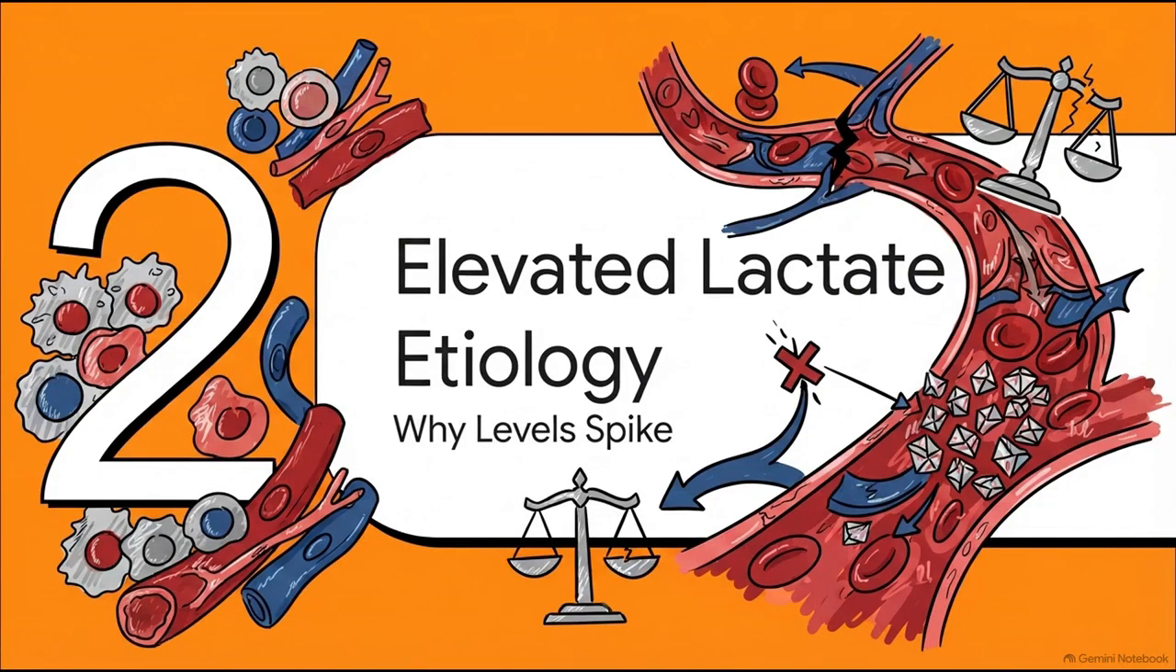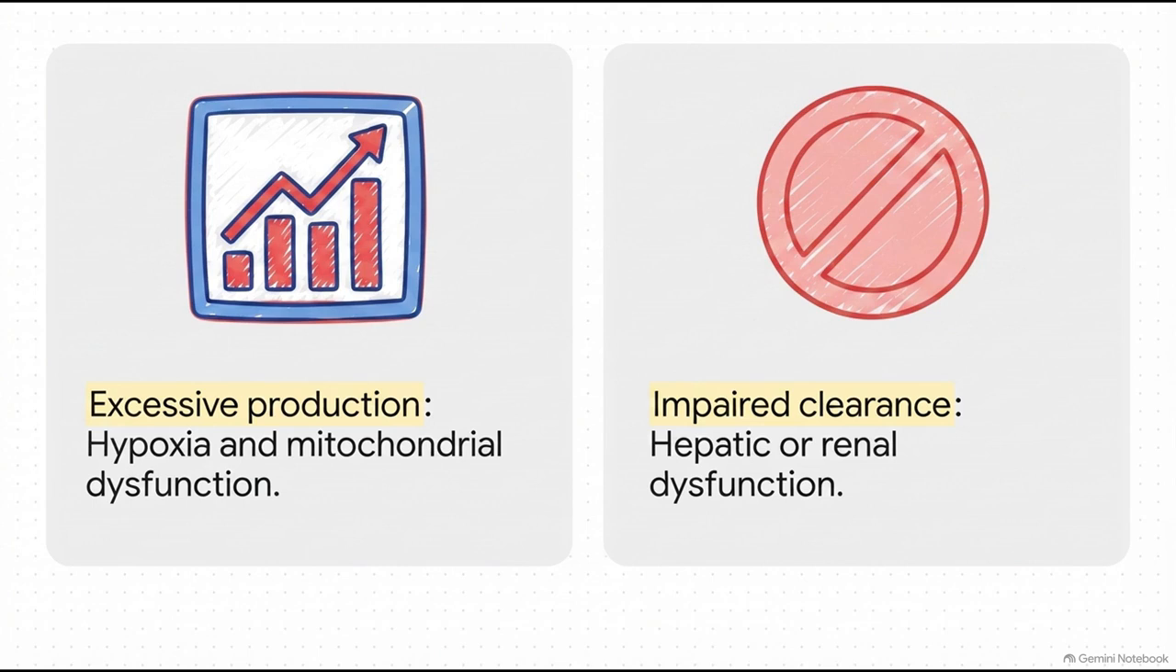Moving into Section 2, Etiology of Elevated Lactate. This brings us perfectly to what actually happens when that physiological balance completely breaks down and lactate starts to dangerously pool in the bloodstream. What's really fascinating about this process is this sharp dichotomy. When you see elevated lactate in a medical record, it's generally due to one of two distinct mechanisms, or sometimes a dangerous combination of both.